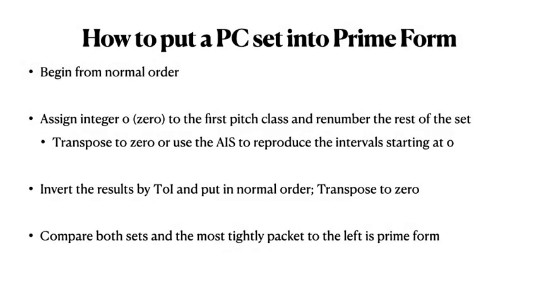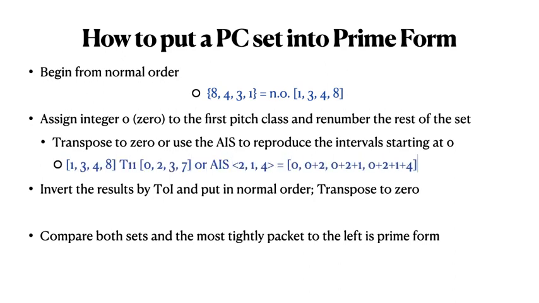So how can we put a set into prime form? First, let's begin with normal order. Let's take the set 8, 4, 3, 1 and put it into normal order. So that's 1, 3, 4, 8. We're going to assign 0 to the first pitch class in the set and renumber the rest of the set using the AIS to produce this transposition. So 1, 3, 4, 8 by T11 gives us 0, 2, 3, 7. Or using the AIS of 2, 1, 4, we can just add those intervals to everything starting on 0 and come up with the same result. That is 0, 2, 3, 7.